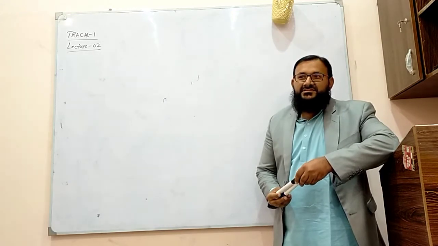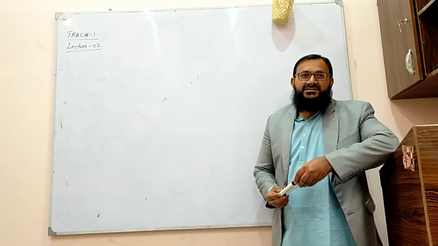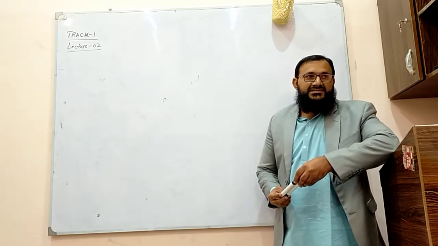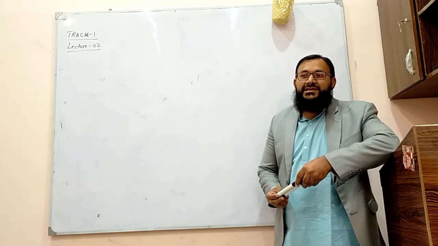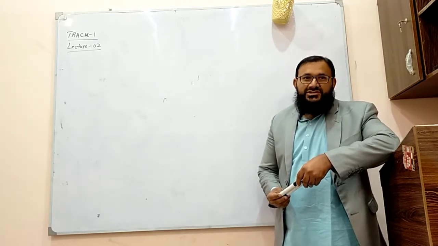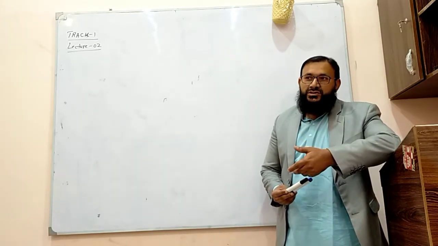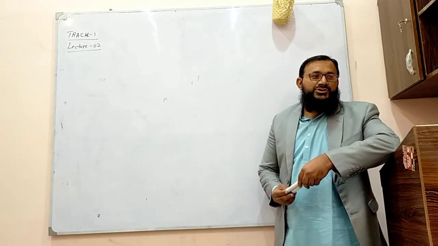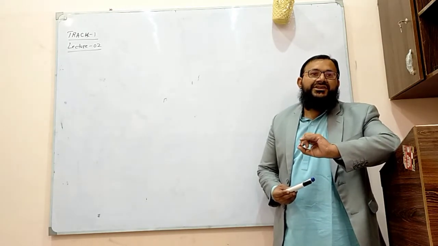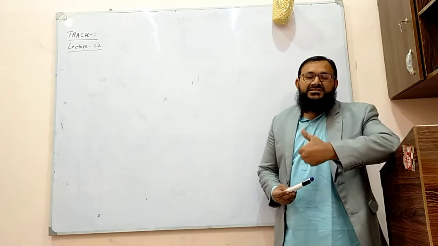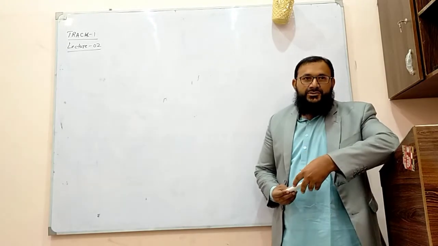Left is equal to right. So the limit from the left exists, and the limit from the right exists. Then the limit exists. And the next thing is that both of them must be equal. So you can classify these as three conditions or two conditions. If you take it as two conditions, the first condition is that the limit from the left and right exist. And the second condition is that both of them must be equal.